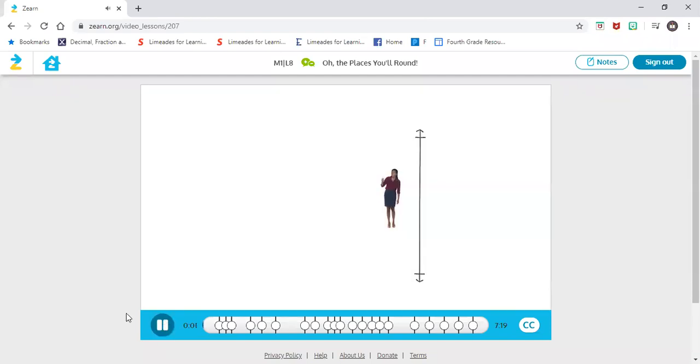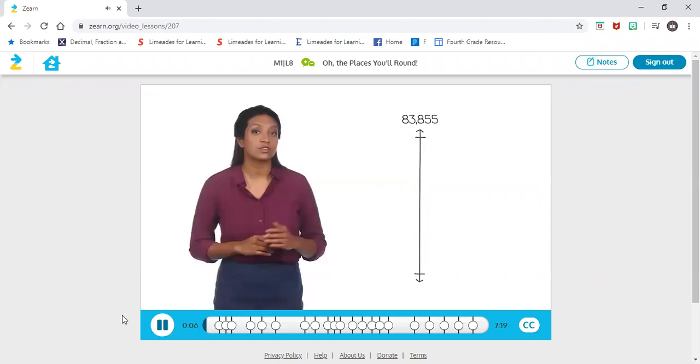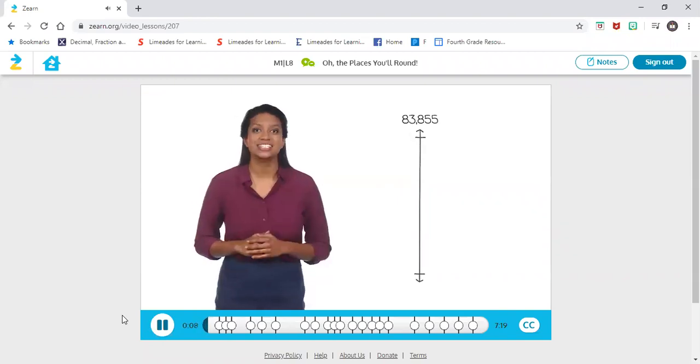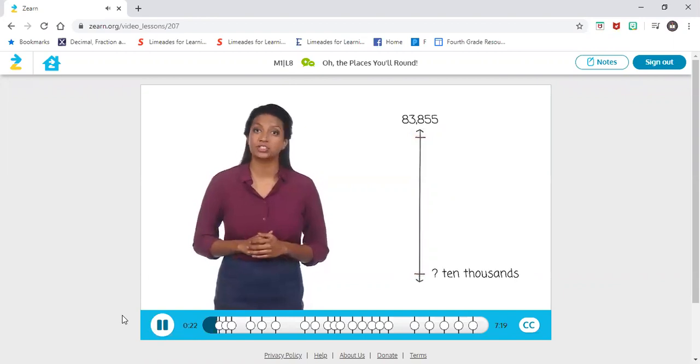Hey there, Zerner! Let's round 83,855 to the nearest 10,000 using a vertical number line. Between what two 10,000s is 83,855? Let's start with the lower endpoint. How many 10,000s are in 83,855?